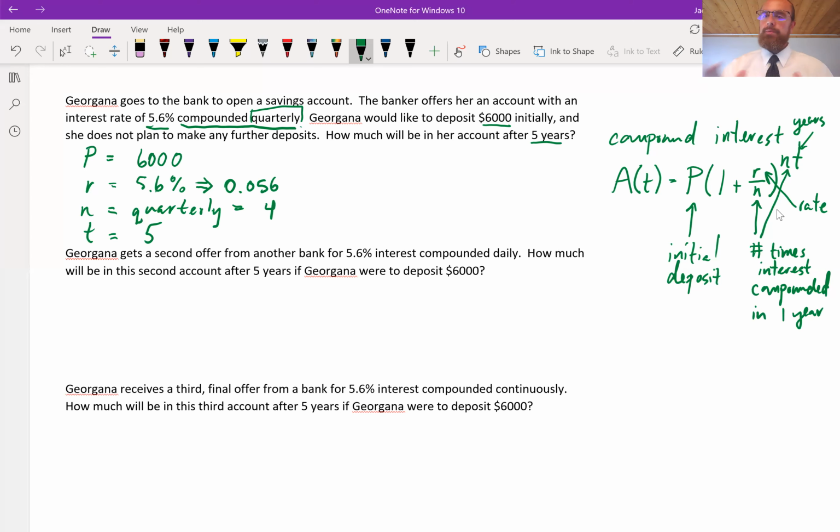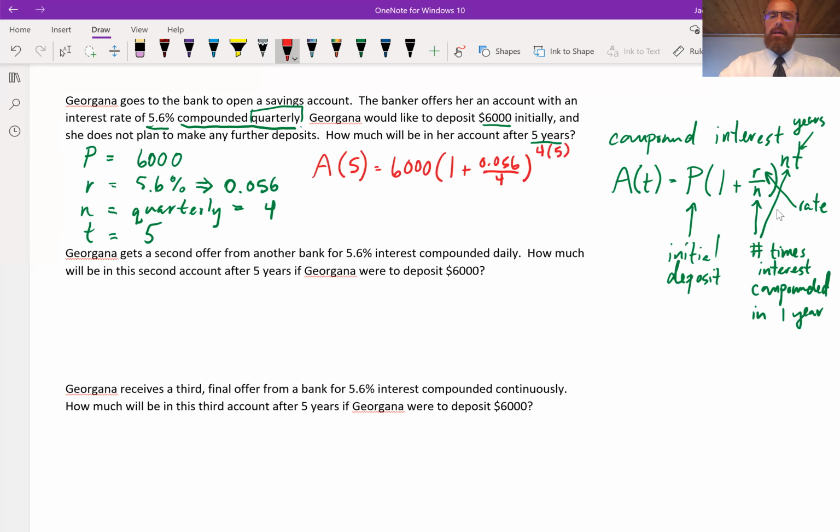We just need to substitute them here in our compound interest formula. So what we're calculating is really A of 5. What's the value in the account after 5 years? So that's going to be P, which is 6,000, times the base 1 plus the rate, 0.056, over the n value. We found that was quarterly, so that's 4. To the power of 4, that n value shows up twice, times also in the exponent 5 years.